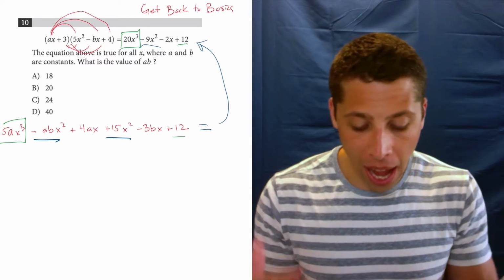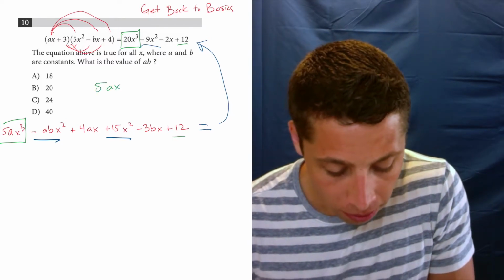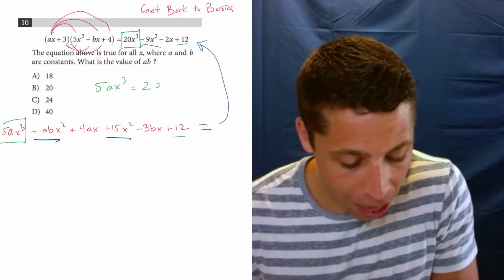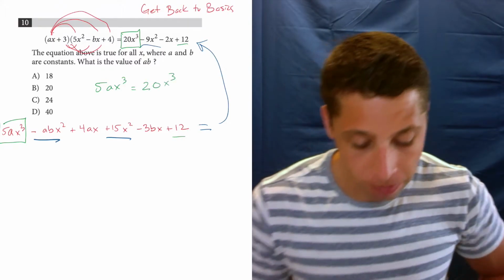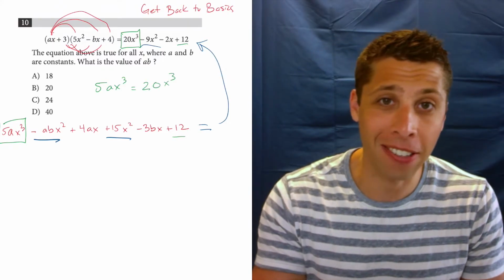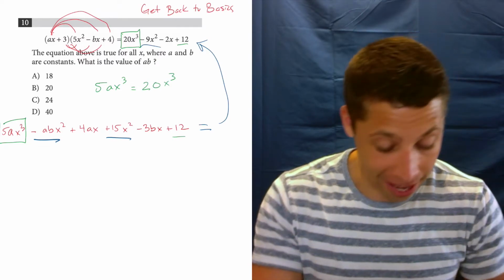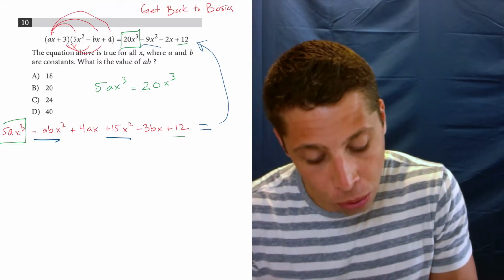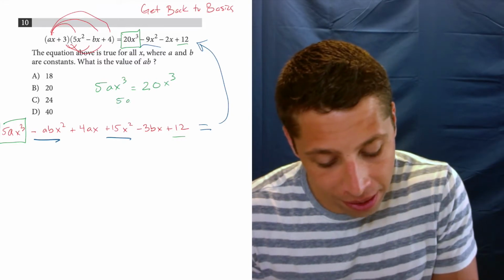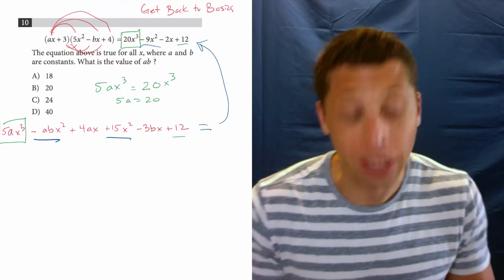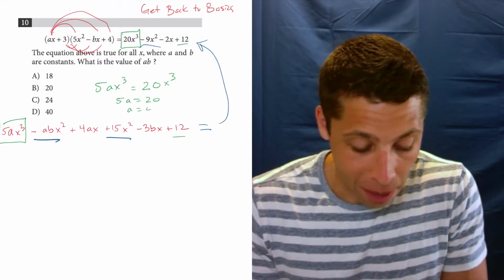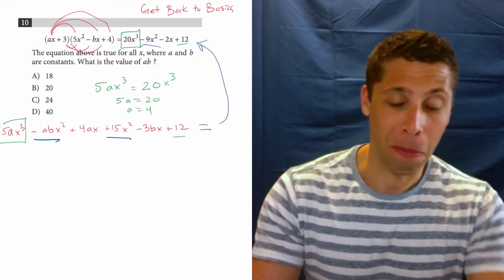So I can make a short little equation outside of the big equation. And this is why we couldn't get rid of the x, because we need this x to show us that 5a is equal to 20. So that's what we're doing here. So that means a must be 4.